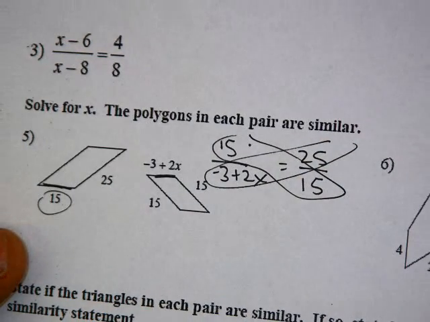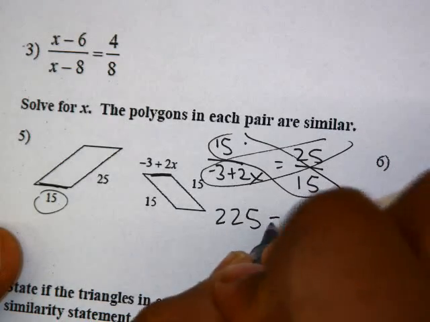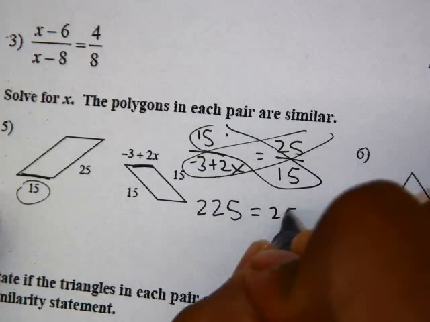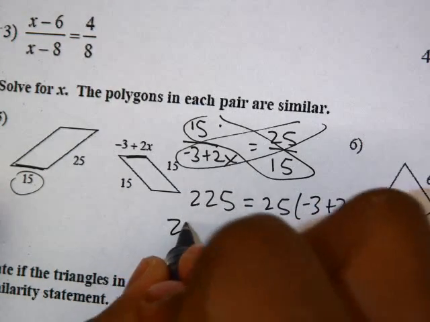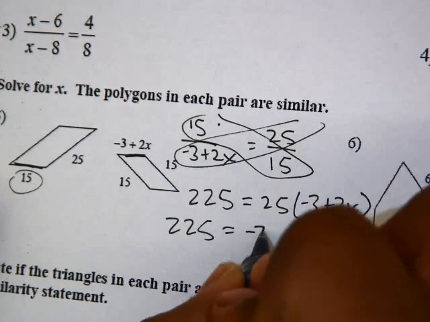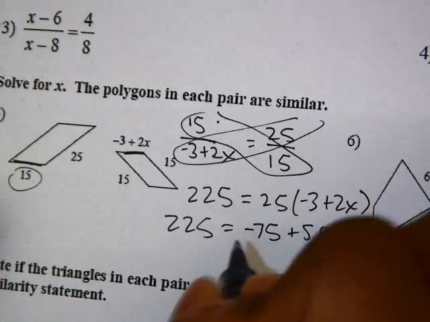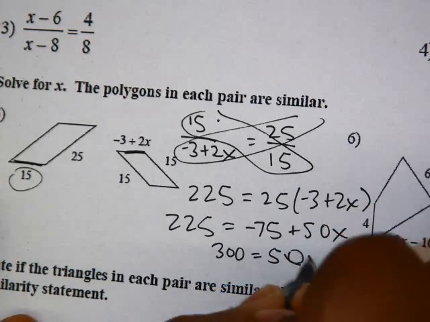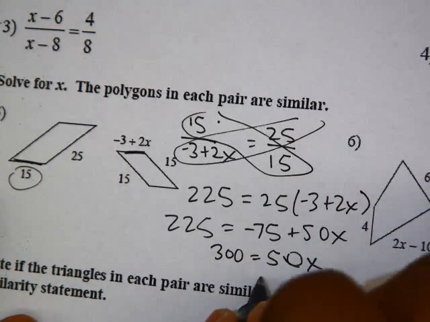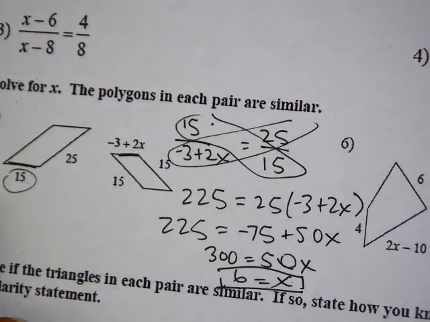15 times 15 is 225, and then I have 25 times negative 3 plus 2x. If I distribute that 25, it's negative 75 plus 50x. I'll add the 75 to get 300 equals 50x, and I get x is equal to 6 when I divide by 50.